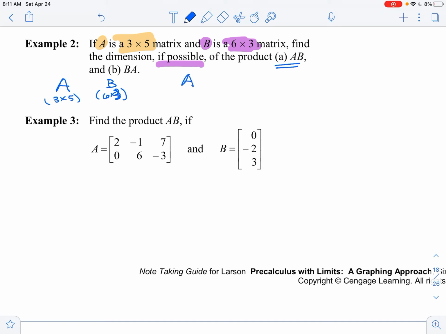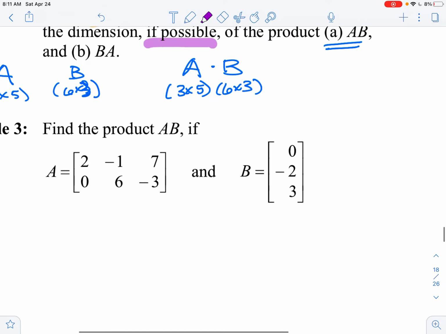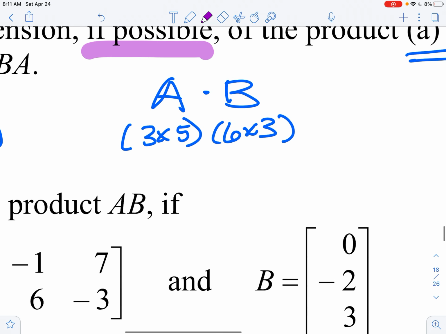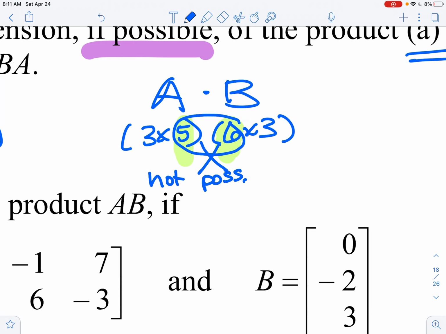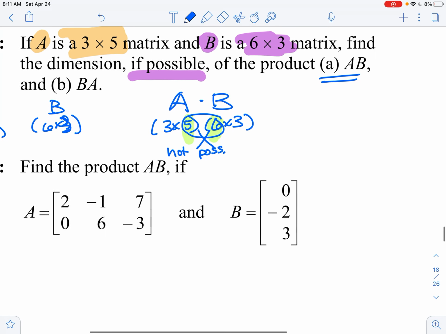To find if matrix A times B will work, here's what you do. You list the dimensions next to each other in the order that you're multiplying. If the column number of the first matrix equals the row number of the second matrix, it will work. Are these the same number? The answer is no. So it would not be possible to multiply matrix A times matrix B.